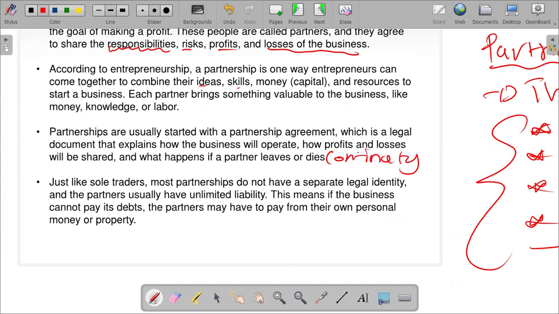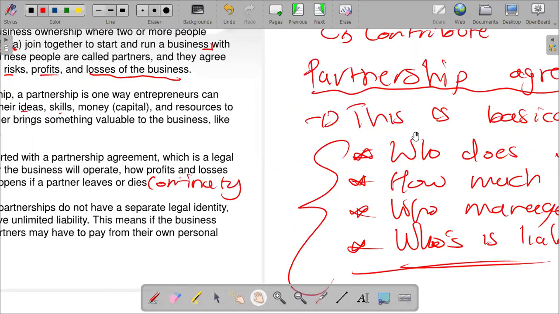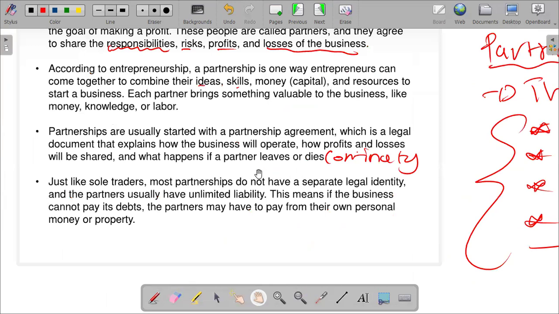Continuity. So, for instance, if there are 20 people in a business, it's not a very good idea to stop running the business if one partner leaves the business. So this partnership agreement will state that. It will state the continuity of the business if such a thing happens.